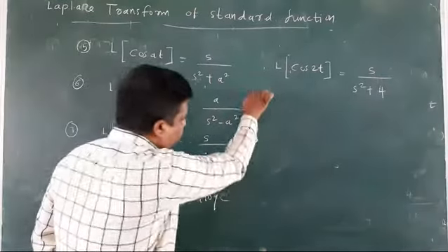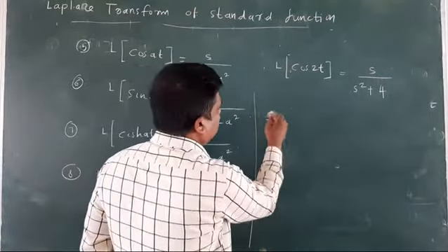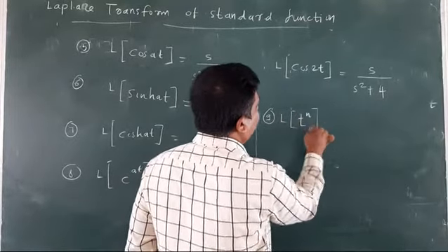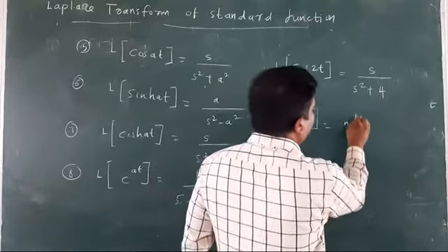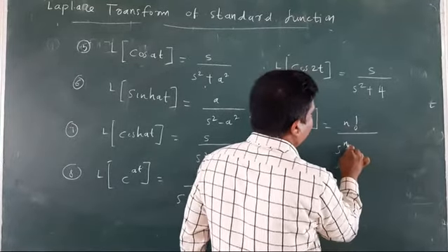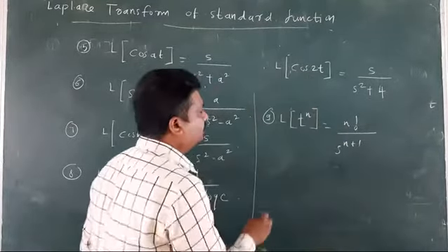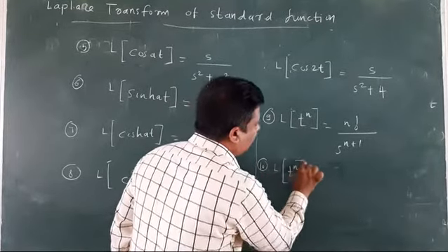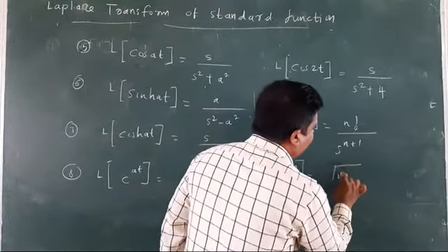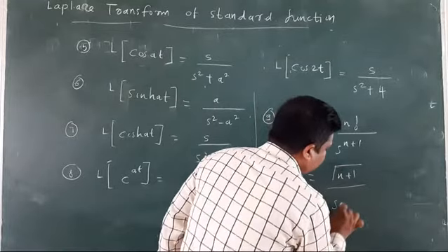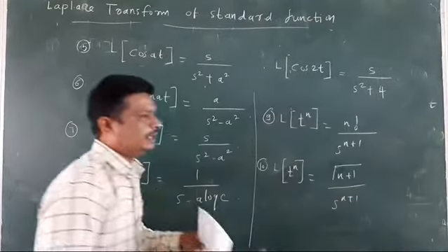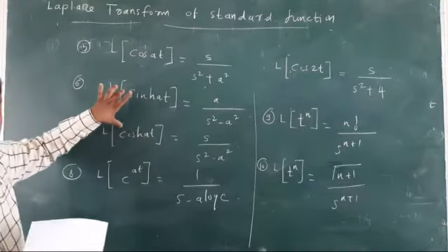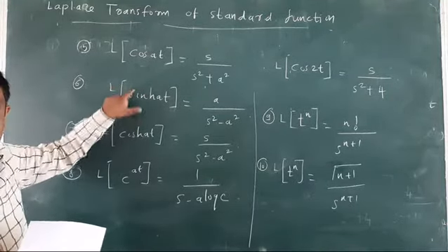So next, I will write some more formulas. Laplace transform of t to the power of n, which is equal to n factorial upon s to the power n plus 1. So last one, Laplace transform of t to the power of n equal to gamma of n plus 1 upon s to the power n plus 1. So we can see here, these are the formulas for hyperbolic function.